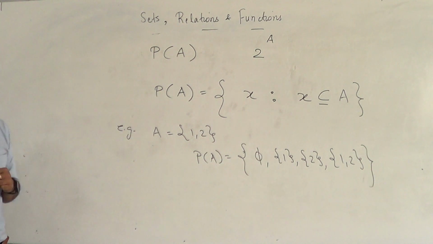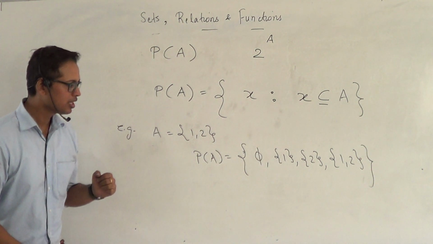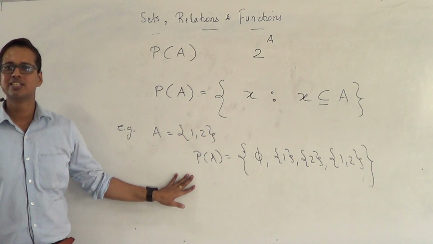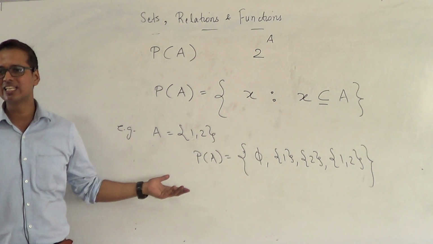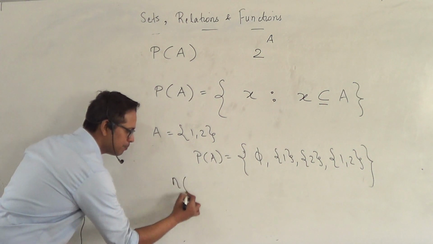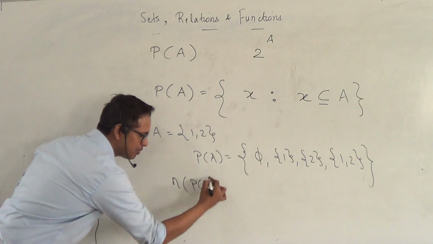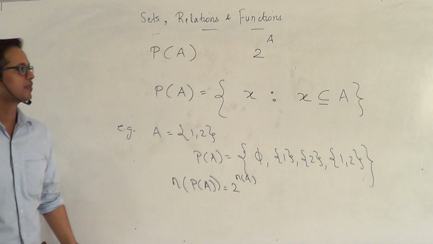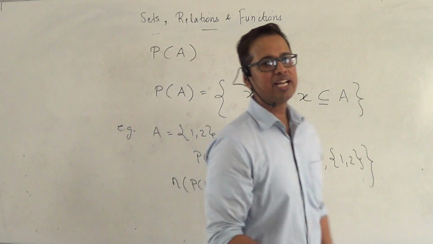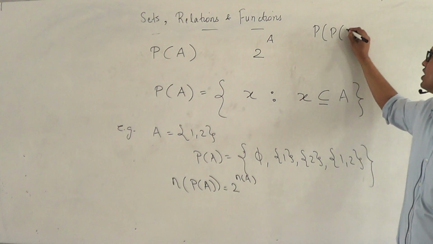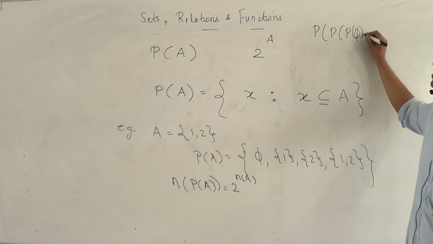Now I have a question for you all. How many elements are there in the power set of a set? 2 to the power the cardinal number of the set whose power set you are finding. So the cardinality of the power set of A is 2 to the power NA. A small problem I would like you to solve. Tell me the power set of the power set of the power set of a null set.